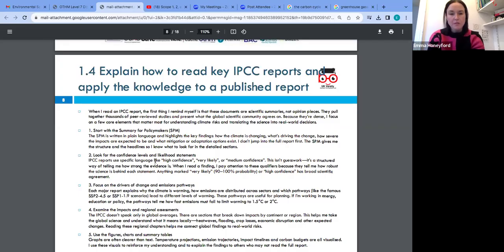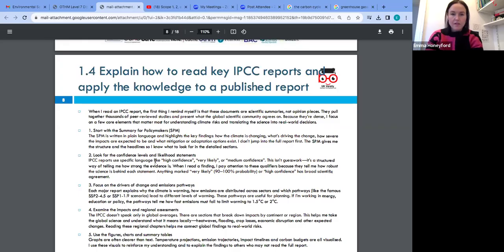So if we look at starting with the Summary for Policymakers, so the SPM. The Summary for Policymakers is written in plain language and highlights the key findings of how the climate is changing, what's driving the change, how severe the impacts are expected to be, and what mitigation or adaptation options exist. So the SPM gives us a structure and the headlines, so we know what to look for in the detailed sections.